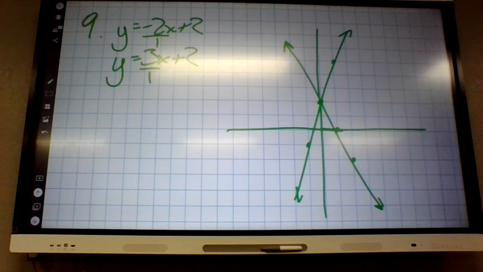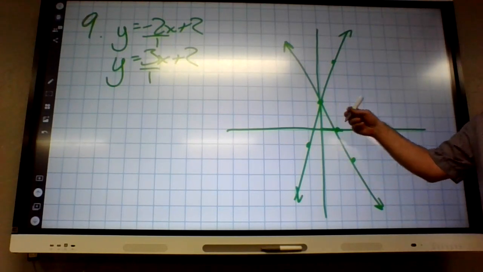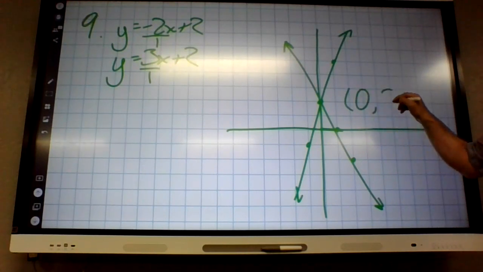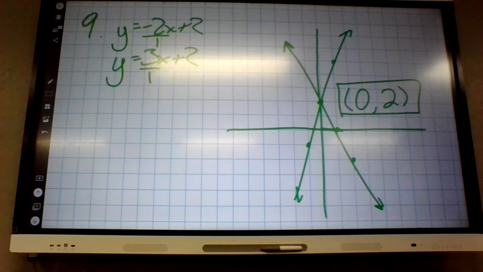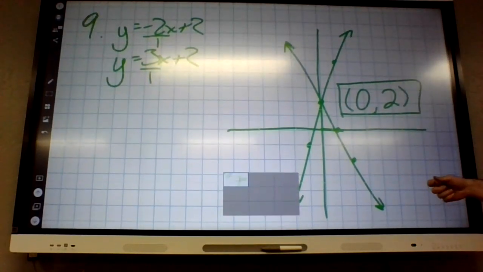Okay, so the question though is what's the common solution? 0, 2. Don't forget that part. I will make the graphs worth most of the credit, so don't just put the answer. The graphs are worth like 2 points. I think I'm only going to make the answer worth half a point.